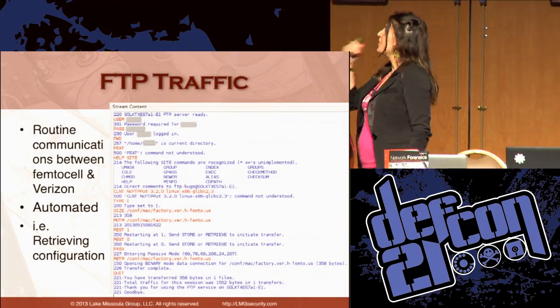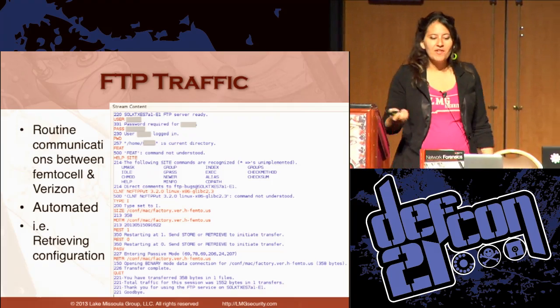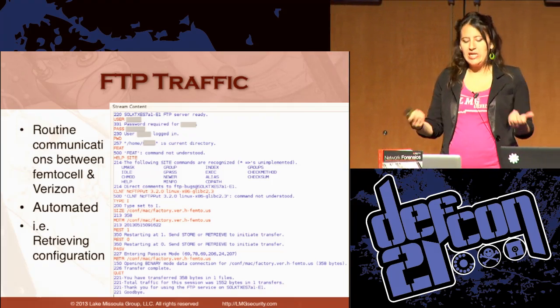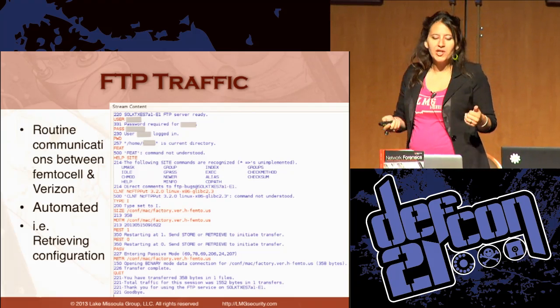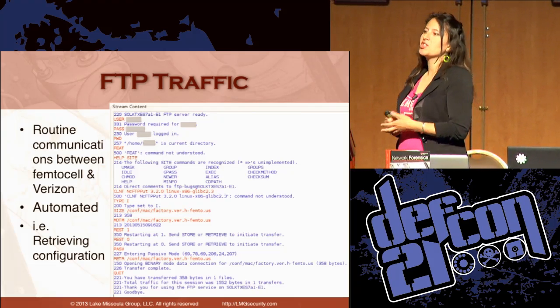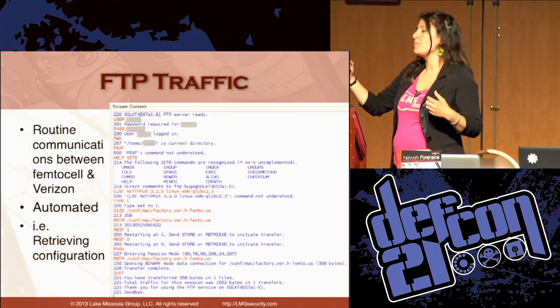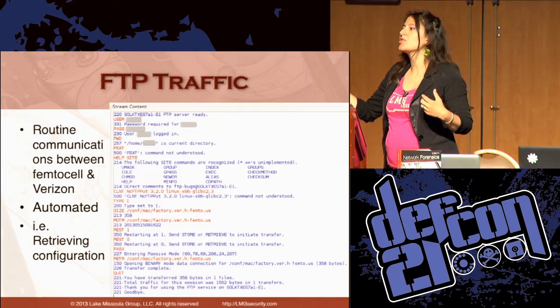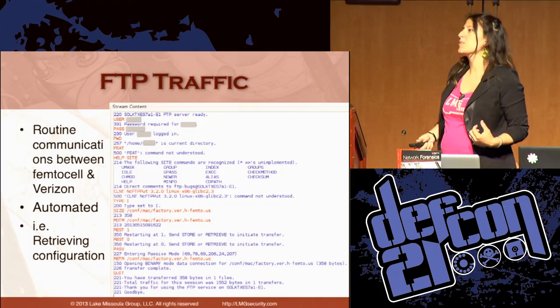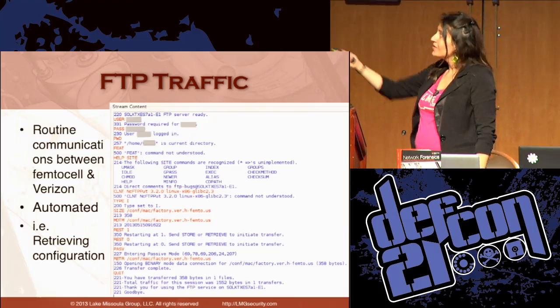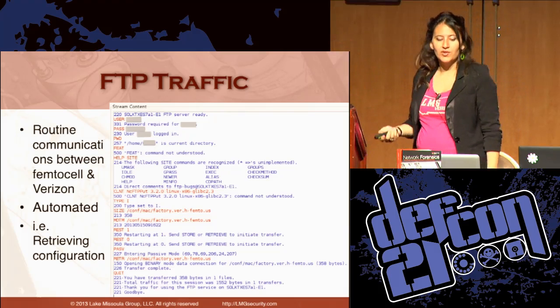So here's an example of the FTP traffic that we saw. We're not going to dig into this stuff too much. It seems to be used for routine communications between the femtocell and Verizon. So it'll go out, and this is all automated. It'll enter a password to an FTP server and pull down some configuration files, for example. So I just thought that was kind of neat to see the reconstructed stream here.